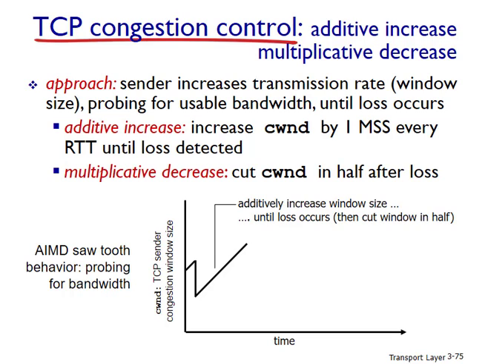By adjusting the value of CWND, the sender can adjust the rate at which it sends data into the connection. Let's next consider how a TCP sender perceives that there is congestion on the path between itself and the destination. Let's define a loss event at a TCP sender as the occurrence of either a timeout or the receipt of 3 duplicate acknowledgements from the receiver.